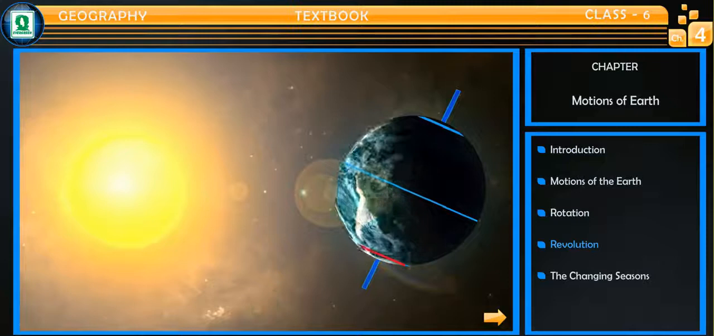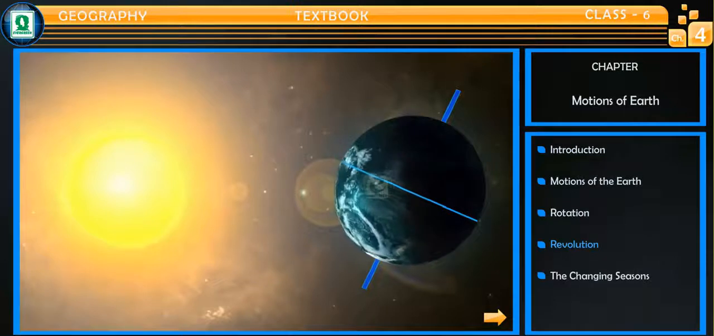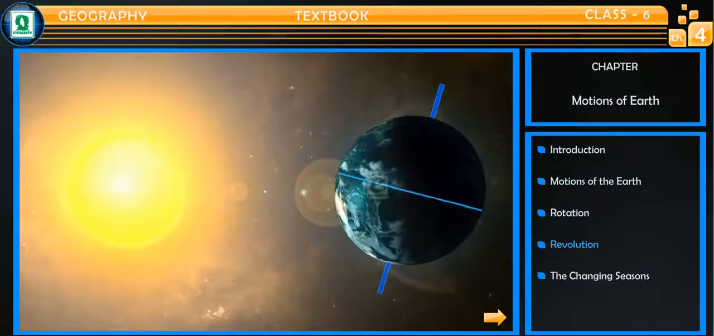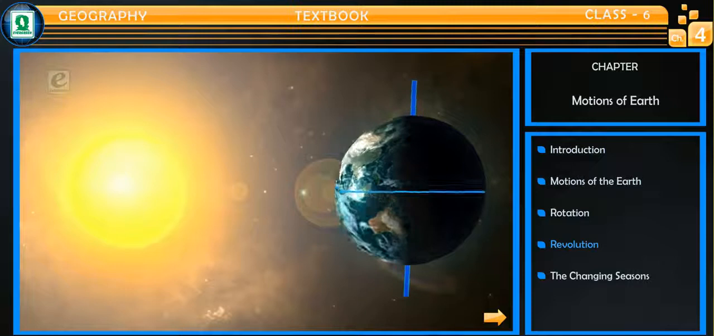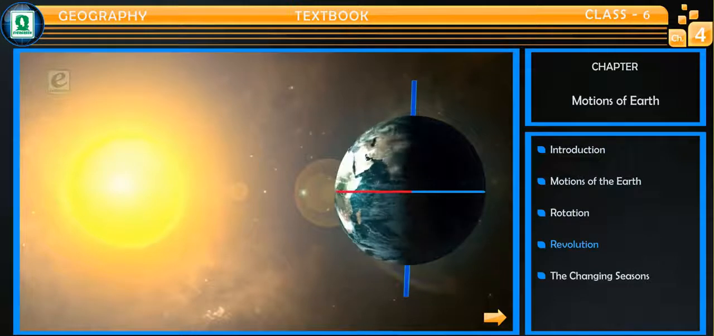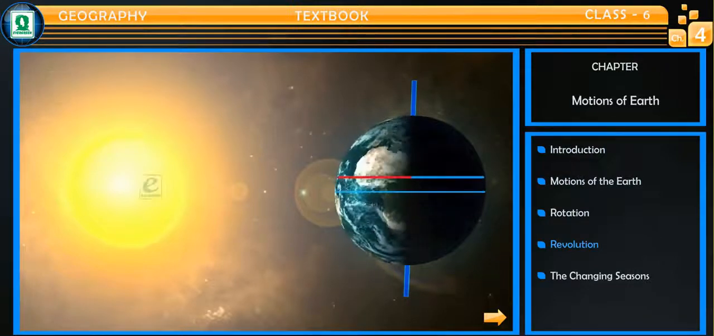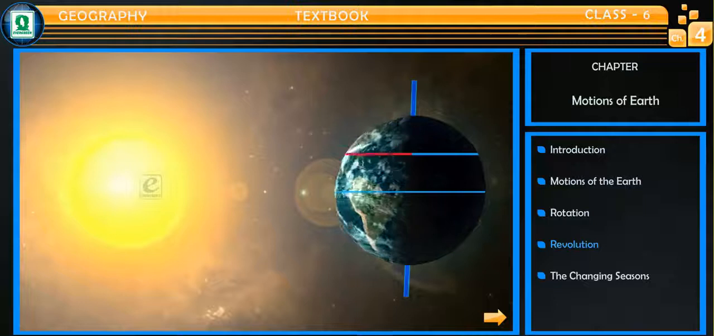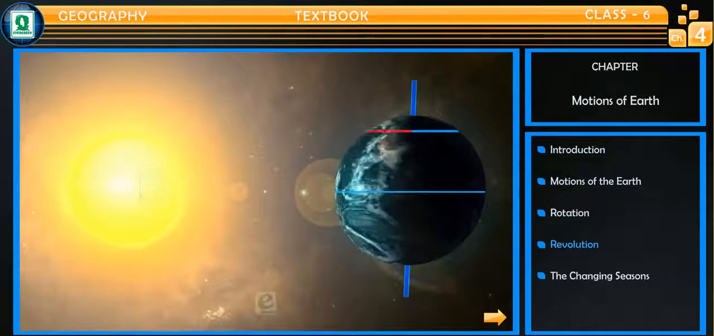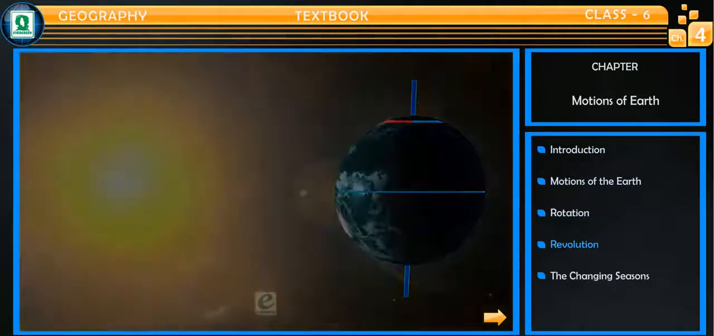This is the result of inclination of the axis of the earth. Had the axis of the earth not been inclined, the days and nights would have been equal throughout the world. Thus, revolution also affects the duration of day and night.